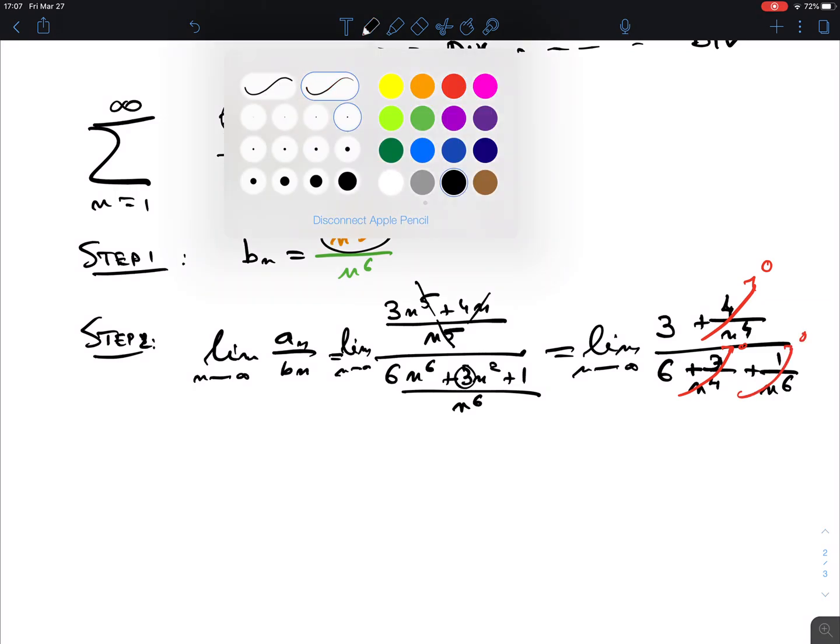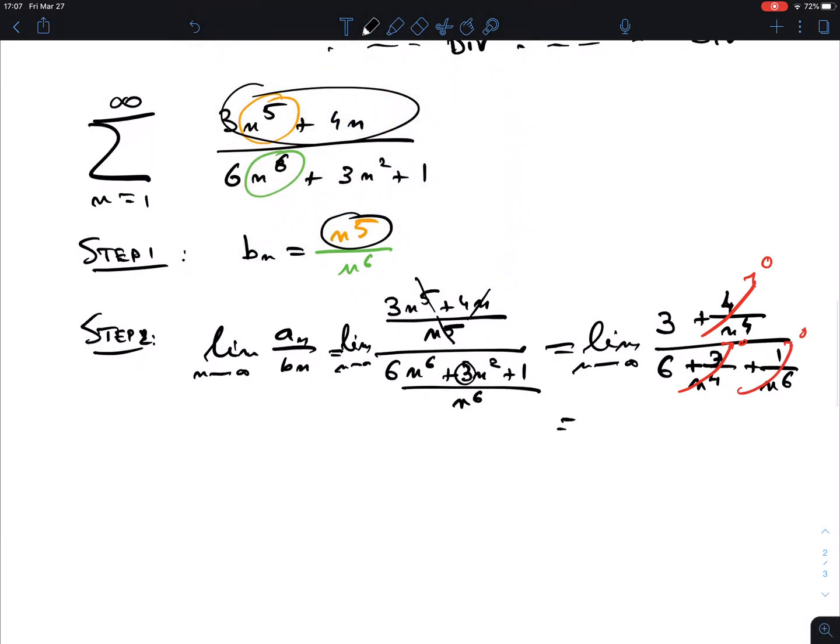Therefore, what is left? Again, 3/6, I don't know how this came out. I like these numbers, I guess. 3/6, which is a half. Well, that's different from 0 and infinity. That's the only thing that matters. Are we done? No, because we have to go to step 3.